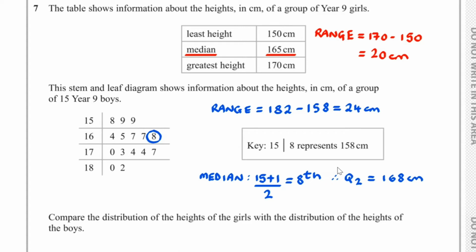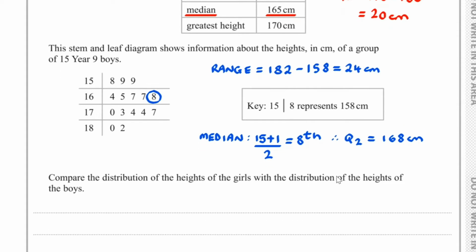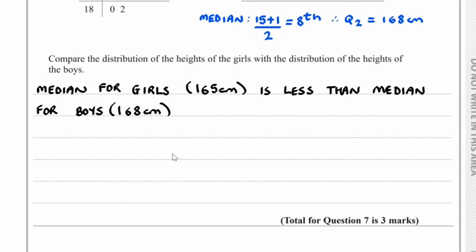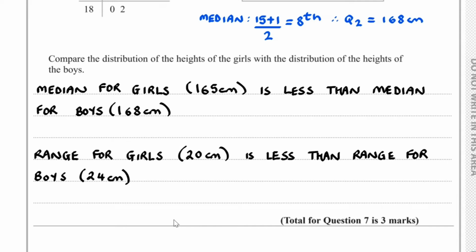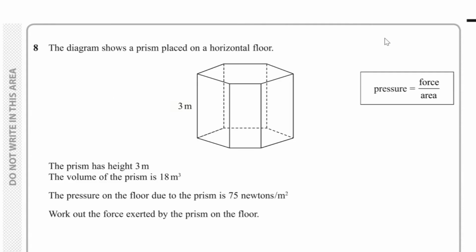So what we can now do is compare the distributions. Let's first of all take a look at the median and then the range. So the median for the girls, which is 165 centimetres, is less than the median for the boys, which was 168 centimetres. So the range for the girls, which is 20 centimetres, is less than the range for the boys, which is 24 centimetres.